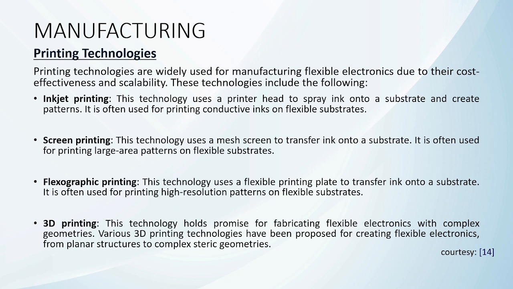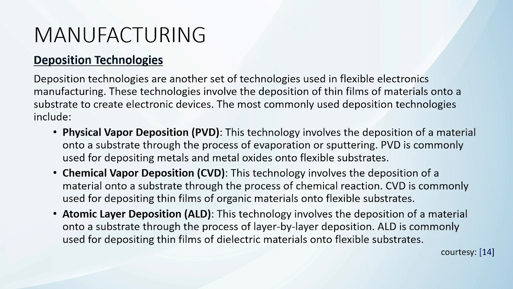Then screen printing. This technology uses a mesh screen to transfer ink onto a substrate. It is often used for printing large area patterns on flexible substrates. Flexographic printing. This technology uses a flexible printing plate to transfer ink onto a substrate. It is often used for printing high resolution patterns on flexible substrates. 3D printing. This technology holds promise for fabricating flexible electronics with complex geometries. Various 3D printing technologies have been proposed for creating flexible electronics, from planar structures to complex steric geometries.